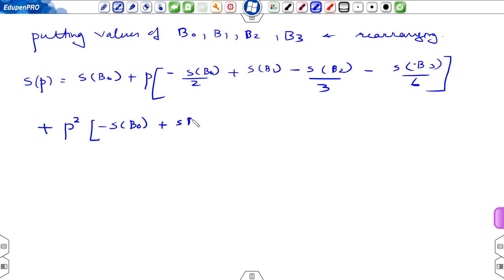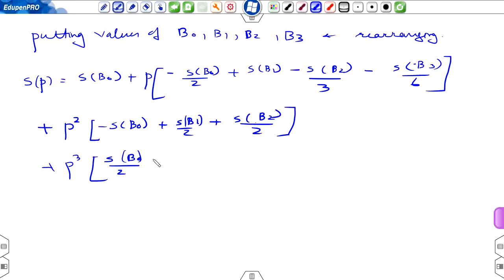minus S of beta 0 plus S of beta 1 by 2 plus S of beta 2 divided by 2, plus p cube, S of beta 0 by 2 minus S of beta 1 by 2 minus S of beta 2 by 6 plus S of beta 3 by 6.